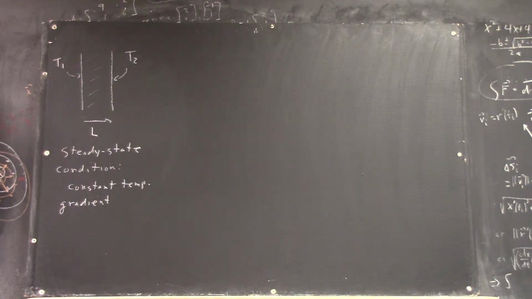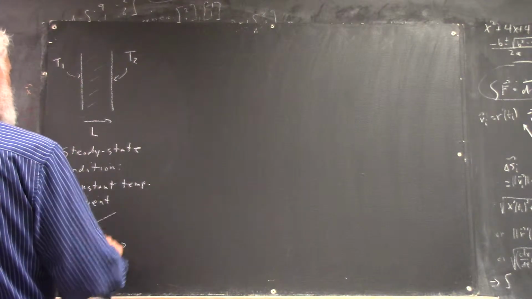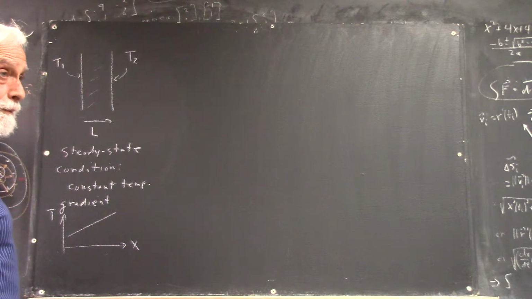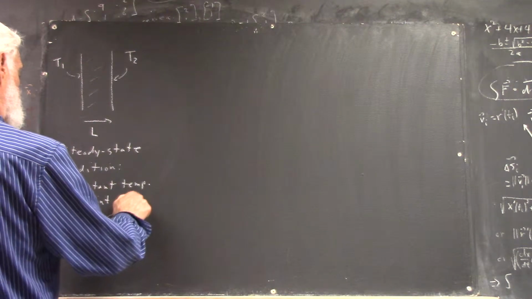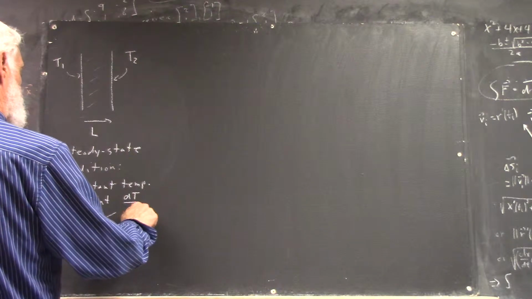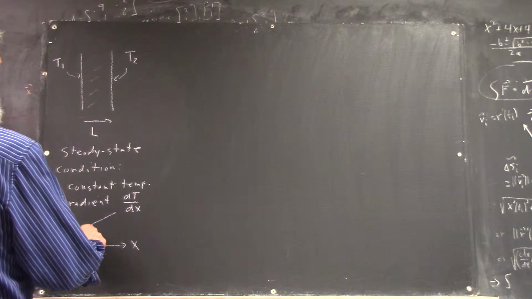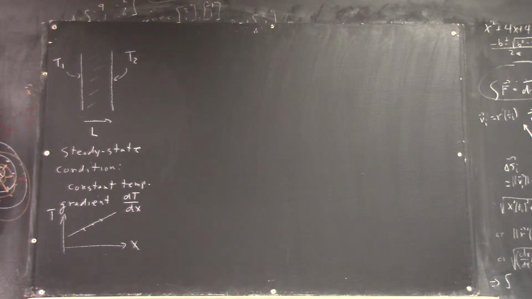And you have a constant temperature gradient. Temperature gradient, temperature versus x, okay? Temperature gradient is dT/dx. Okay? Now, between any 3 points, so here's the picture I just drew. Okay?